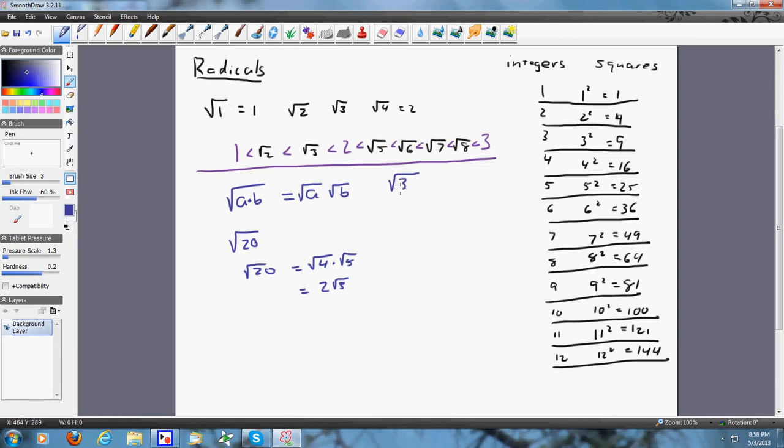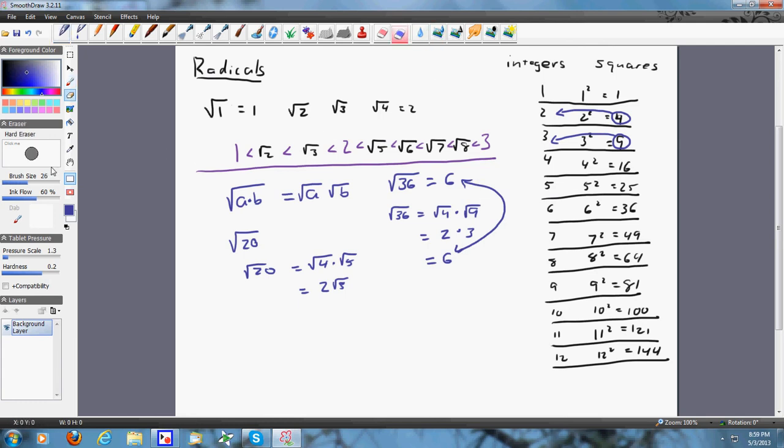I'm going to say square root of 36. Well, square root of 36 equals 6, but I want to show you something else. I want to show you that the square root of 36 also equals the square root of 4 times the square root of 9. Square root of 4 is 2, and the square root of 9 is 3. Well, what's 2 times 3? It's 6. And take a look, we already knew that.